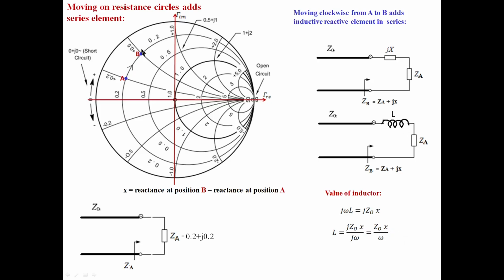So to move anywhere, you can calculate the value: if I am moving up to here, take the value here. Similarly, even if you are on this circle, for example from here to here, take the reactance here and the reactance here, the reactance circle value passing through that particular point. Like that you can find out the inductor. So what I am showing here is that moving on a resistance circle in the clockwise direction adds an inductor in series.